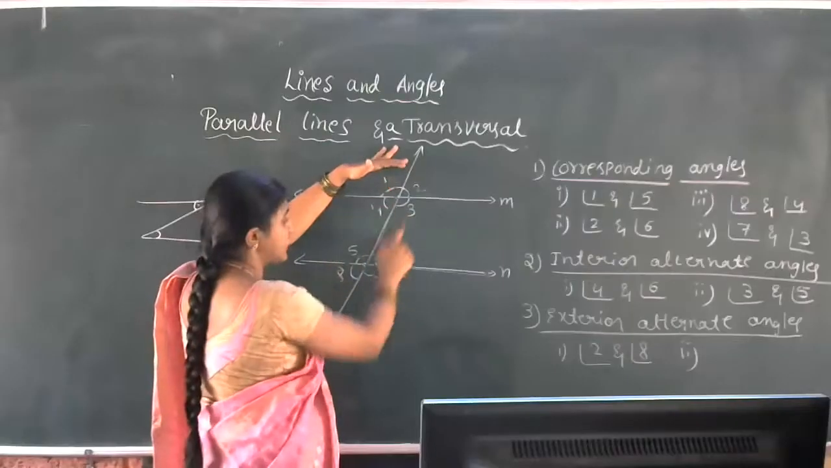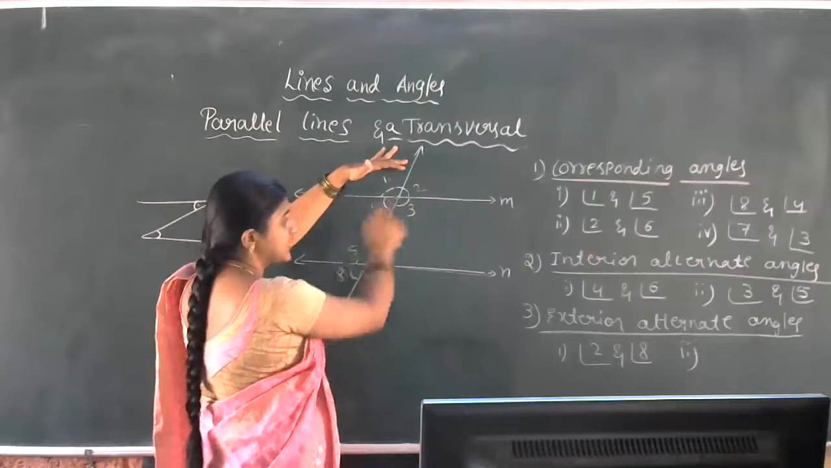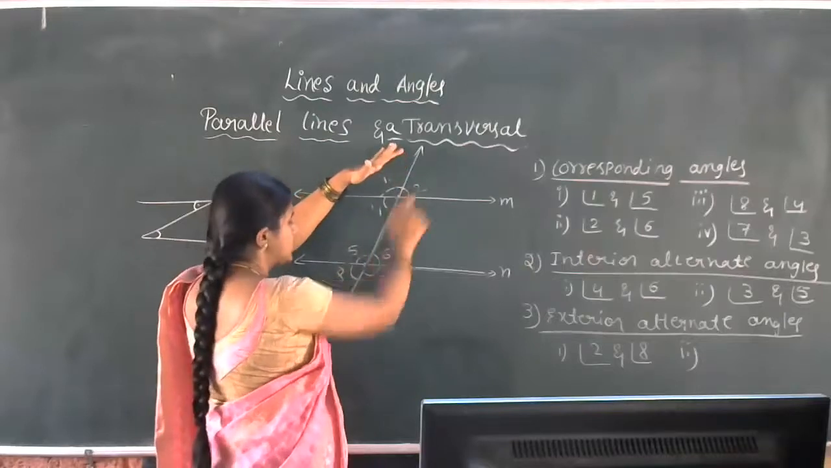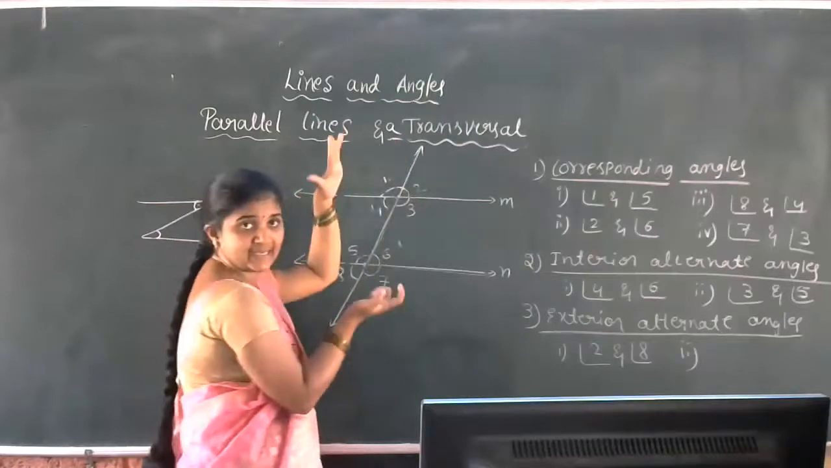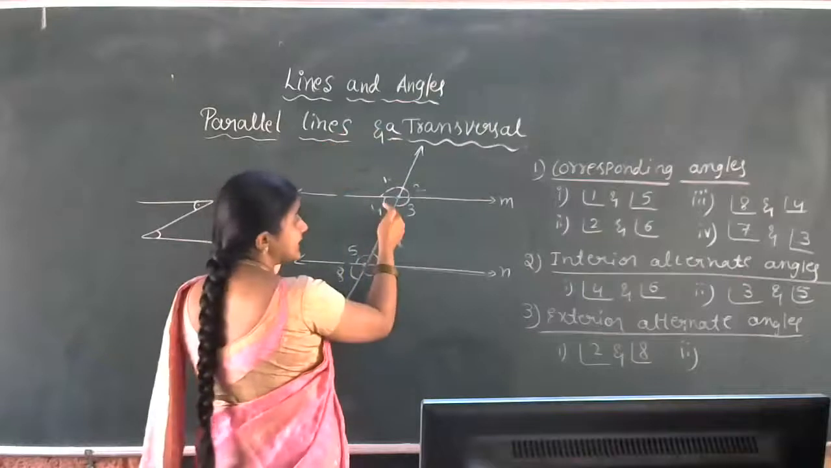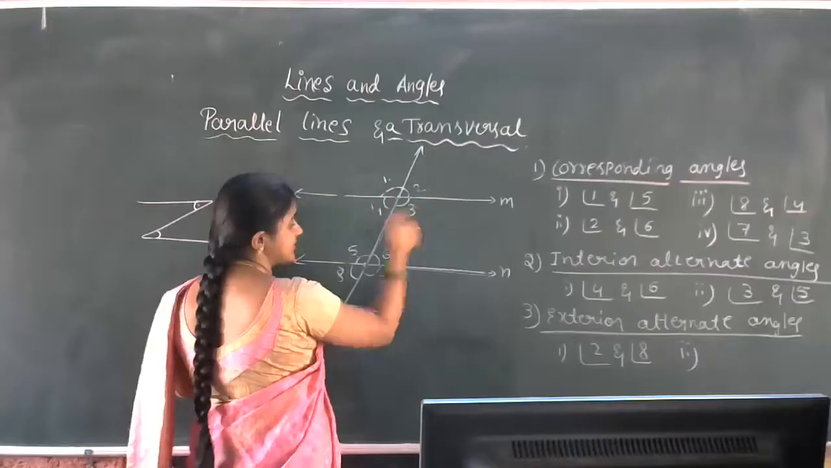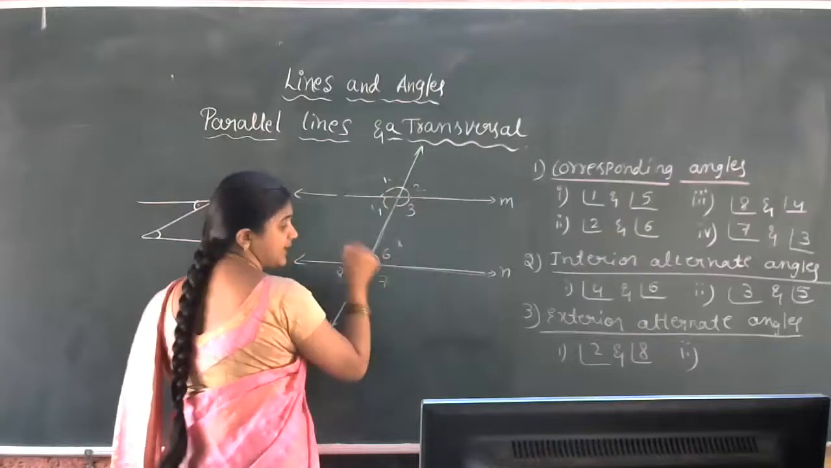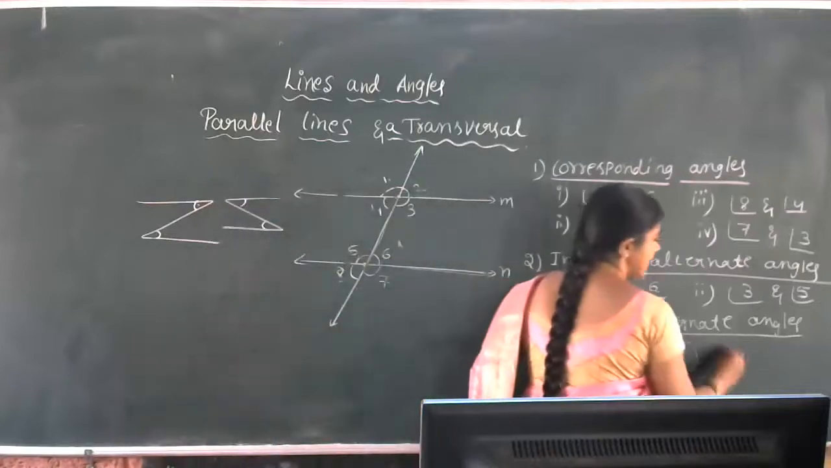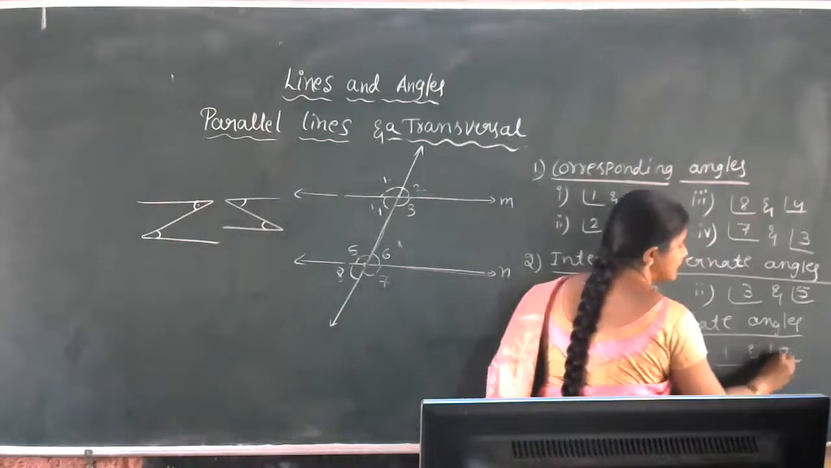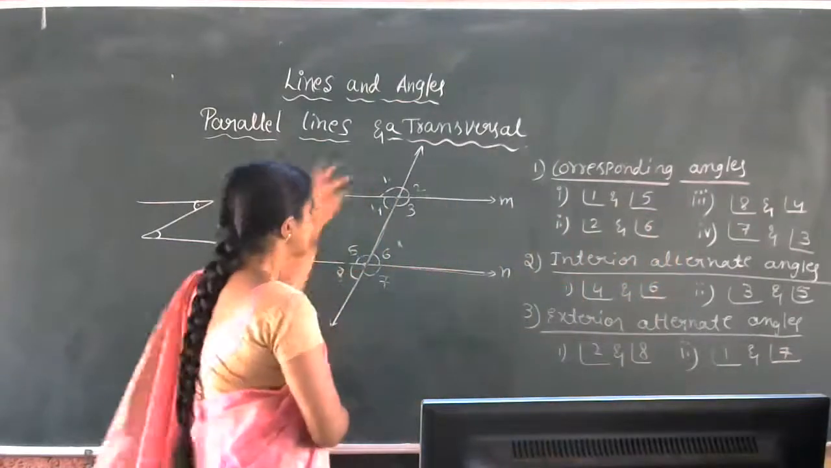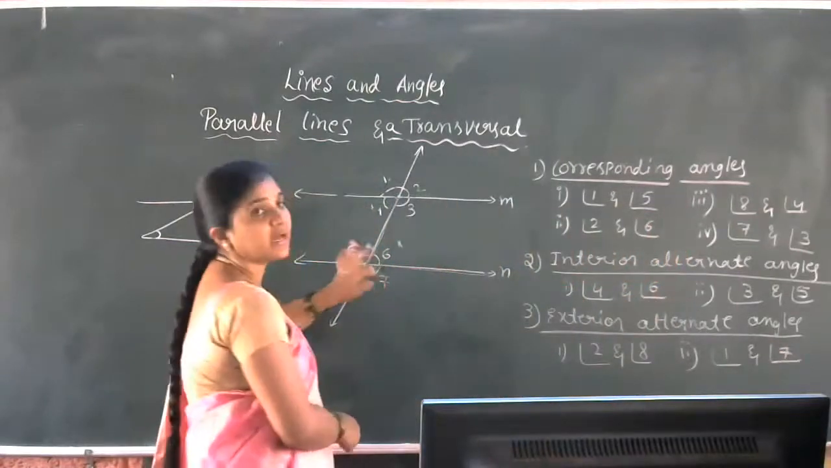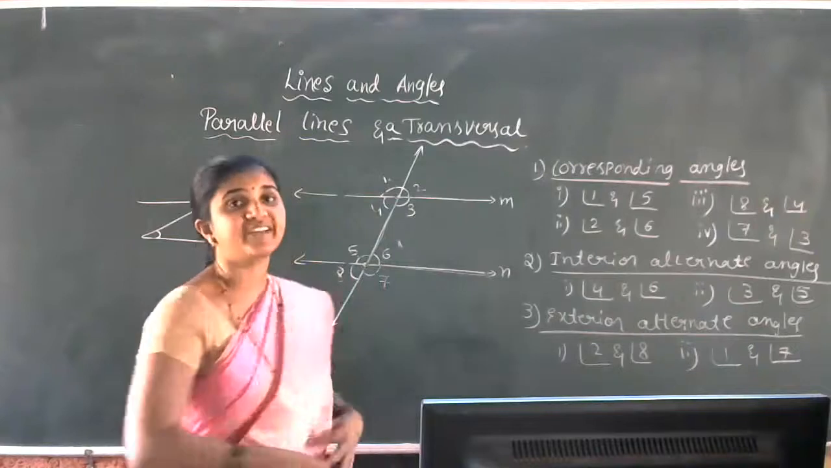So 4, 3, 5, 6 are interior angles. 1, 2, 7, 8 are called exterior angles. In that, interior alternate angles are 4 and 6, 3 and 5. Exterior alternate angles are 2 and 8, and 1 and 7. Second pair is angle 1 and angle 7. Is that clear, students? Angle 1 and angle 7, another pair of exterior alternate angles.